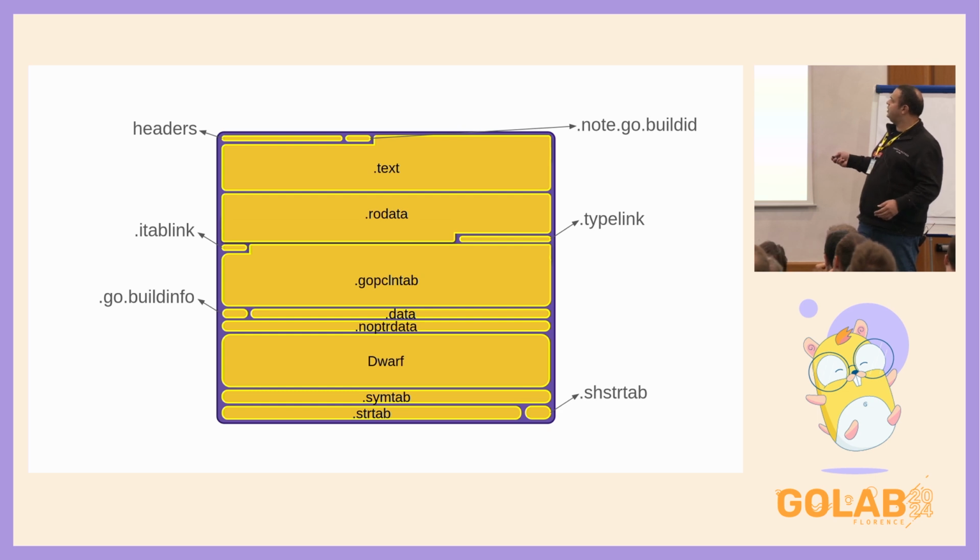It's near 25%. The Go build info, the data section, the noptrdata section, the DWARF information, that is a set of sections actually, the symtab, the strtab, and the shstrtab. So that is what is inside your binary. And I hope now you have a better understanding of what each section here is for and why it is there.